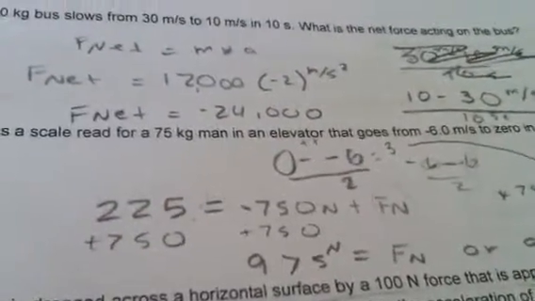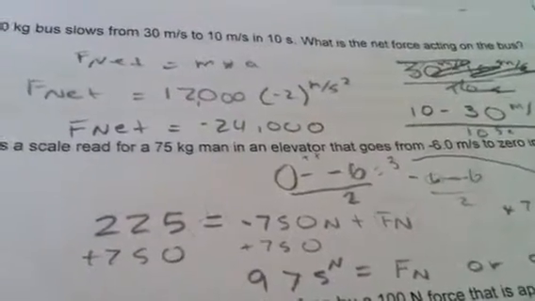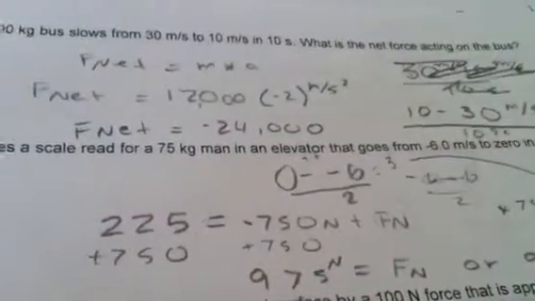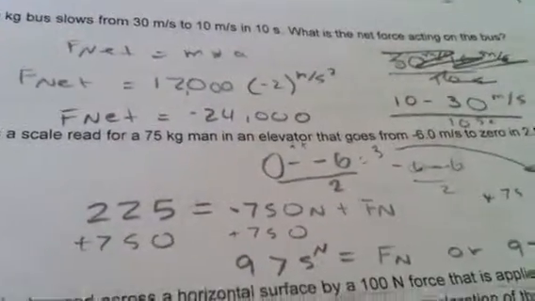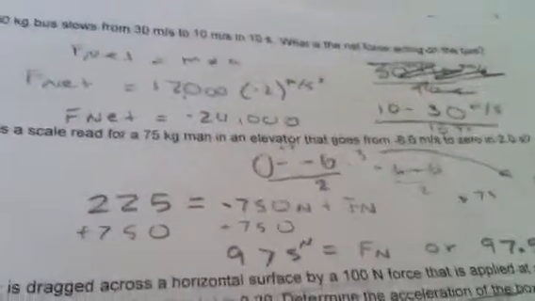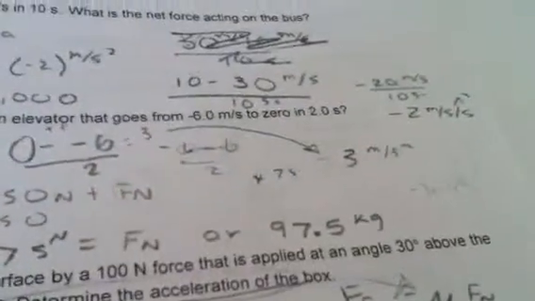And then you can convert that back over to kilograms by dividing it by 10. Because every kilogram is equal to 10 newtons, you can just do that inversely, and you can solve for his weight. So his weight is going to be 97.5 kilograms. So he did gain weight through this problem. So the final answer: his scale would read 97.5 kilograms.